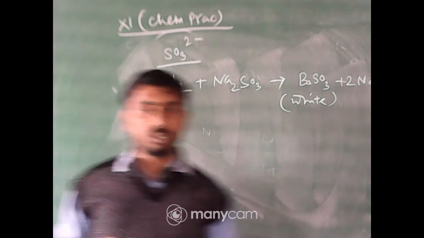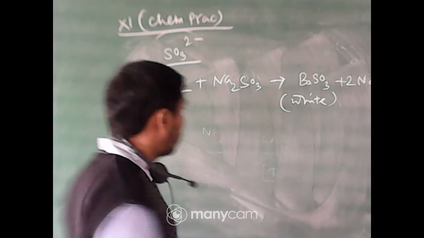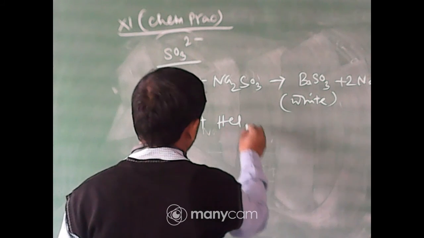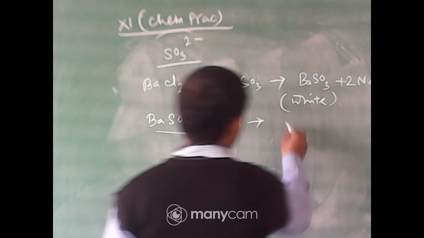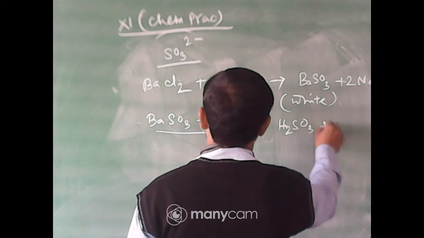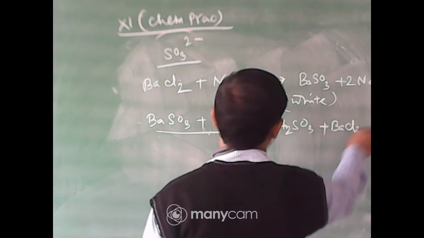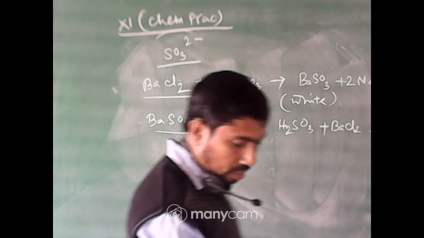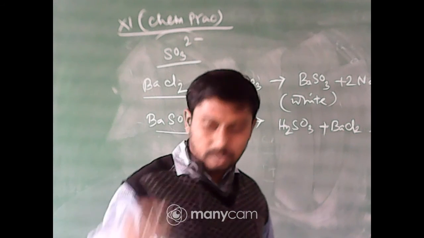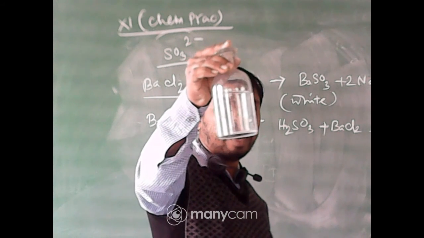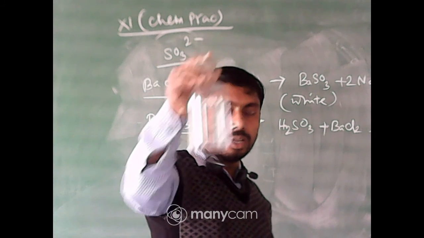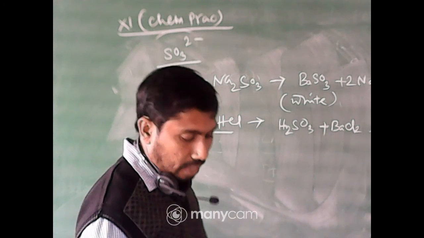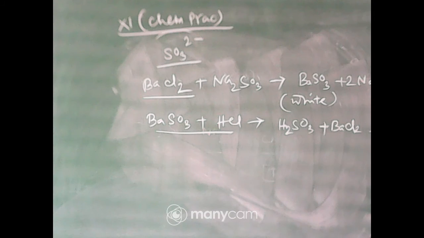Now how to confirm that it is for sulphite? There is a further test, that if we add any dilute acid, that is HCl, then again it will produce H2SO3 plus barium chloride. Okay. So this is barium chloride. You can see that this is the solution of barium chloride, it is transparent. Okay. So we will add here any dilute acid. Now I am adding here dilute HCl. You will look at that experiment.